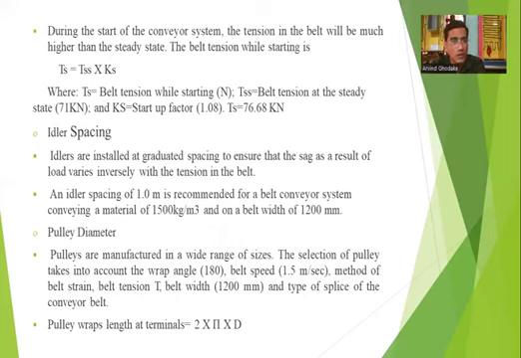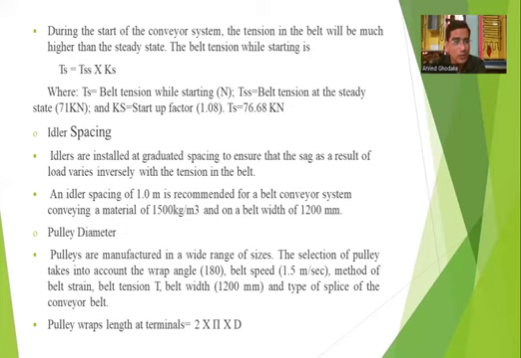Then idler spacing. The idlers are installed at a graduated spacing to ensure that the sag as a result of the load varies inversely with the tension in the belt. An idler spacing of 1 meter is recommended for the belt conveyor system conveying a material of 1500 kg per meter cube on the belt width of 1200 mm.